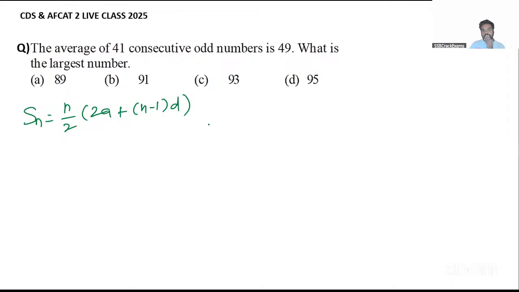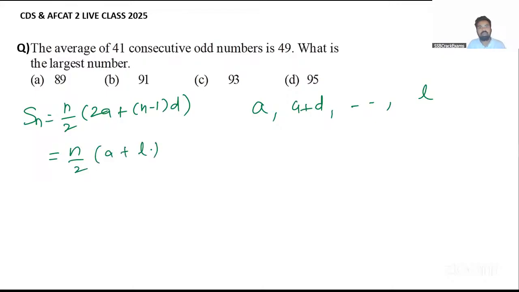So we can do it by using two concepts. Suppose the first number is a, then the next number is a plus d, and so on, and the last number, whatever it is, is l. L is the largest number. So the sum of the numbers will be 41 into 49. Okay, this is the sum. We do not know a, and l also we do not know. n is 41 again.